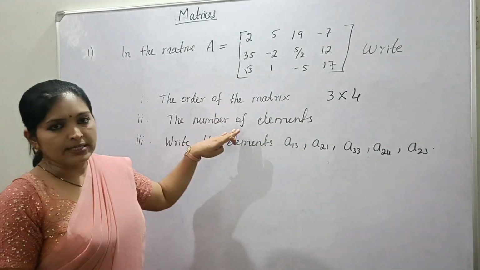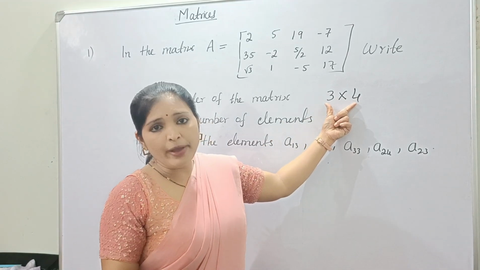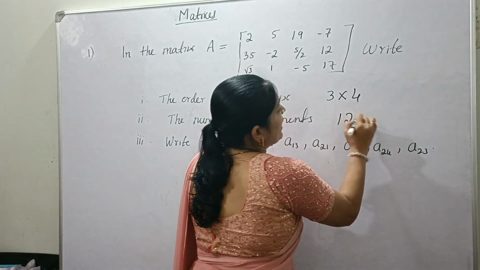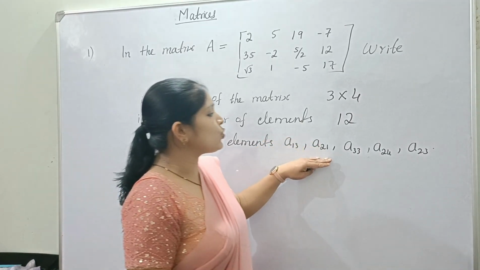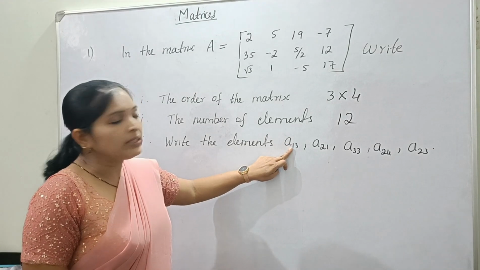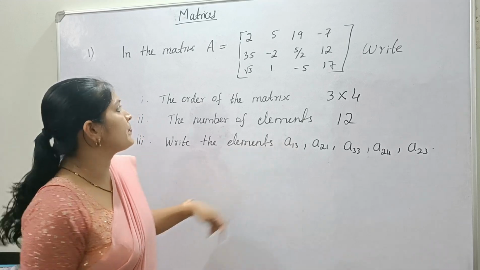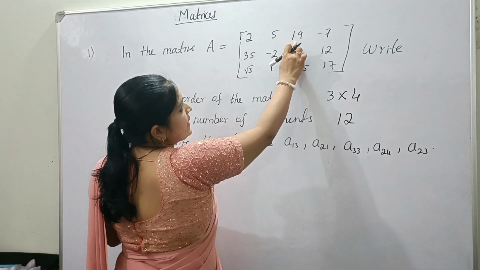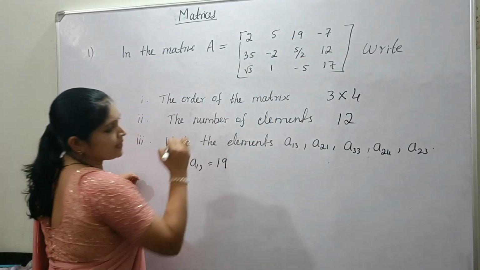The number of elements is nothing but, if it is a matrix of order 3 by 4, it has 12 elements. Okay, 3 into 4, so 12 elements. Now write the elements A13, A21, A33, A24, A23. First one, A13 means first row, third column. That is 19. A13 is equal to 19.